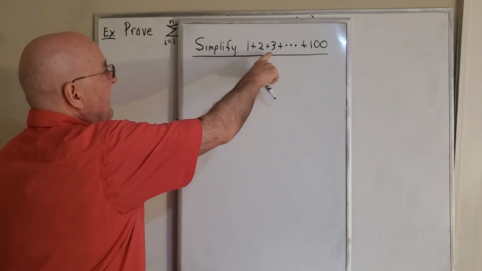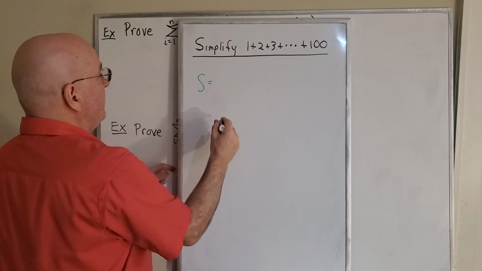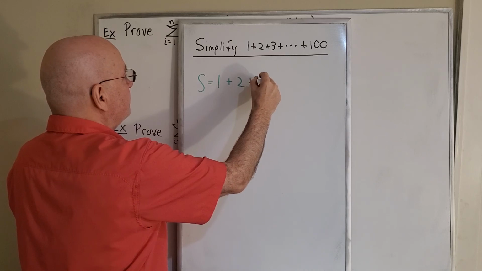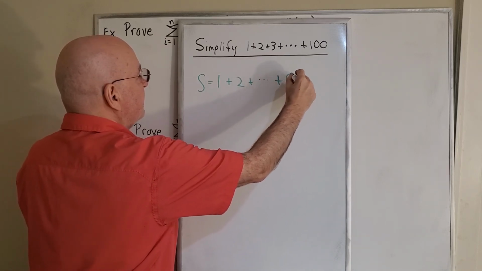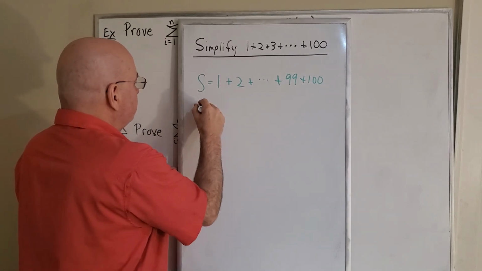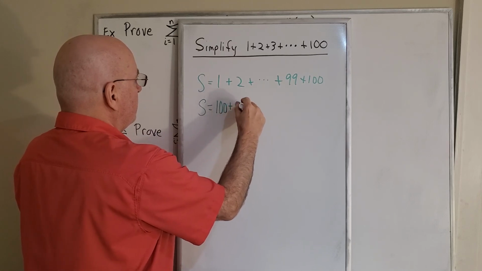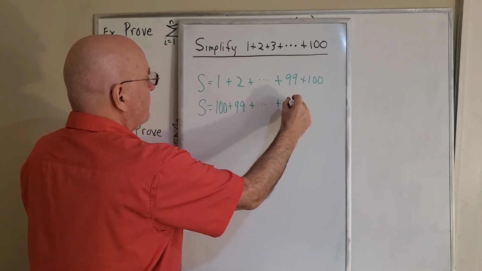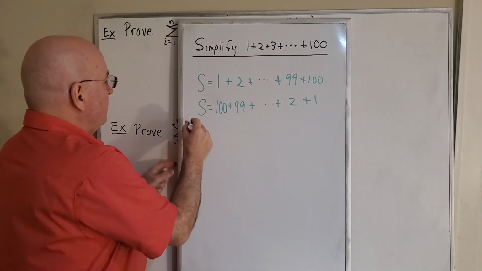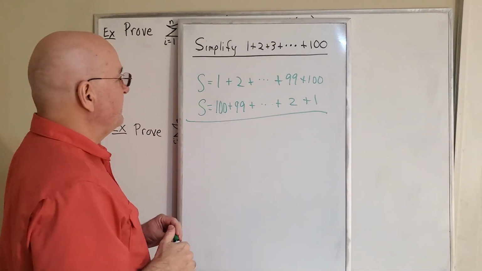The approach he took was: S, the sum, is equal to 1 plus 2 plus, and so on, plus 99 plus 100. And then he wrote it again, in reverse order: 100 plus 99 plus, and so on, plus 2 plus 1. And then he has two equations, and equations are allowed to be added to get a third equation.